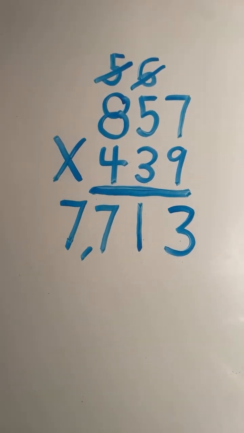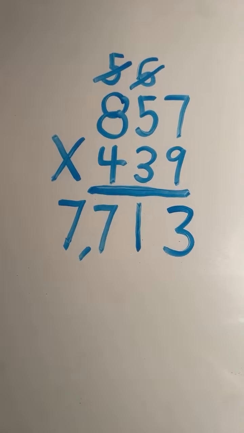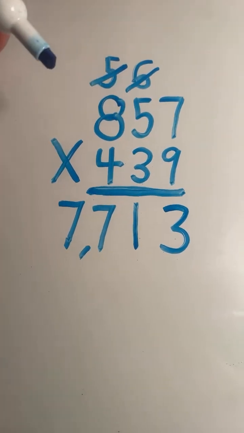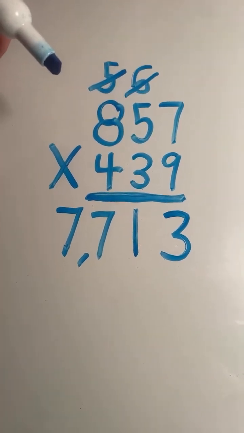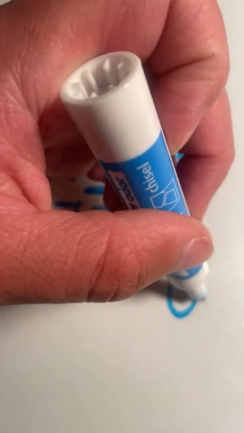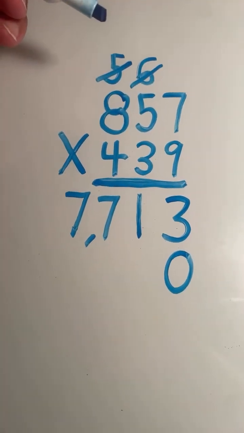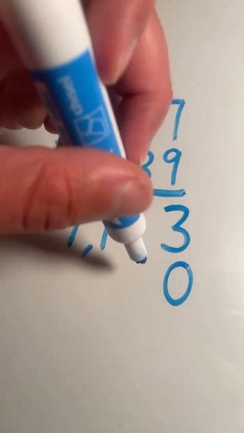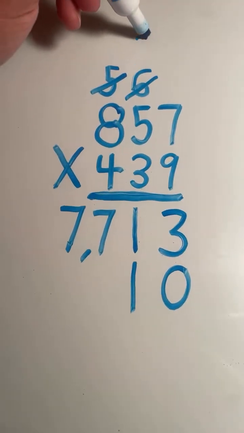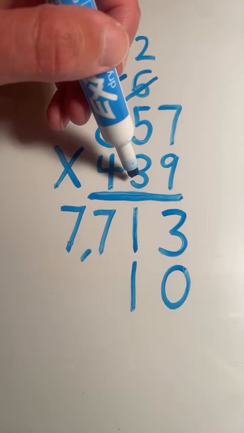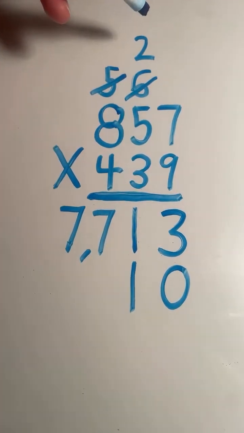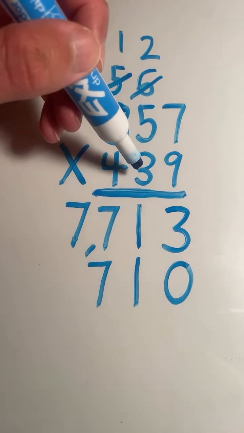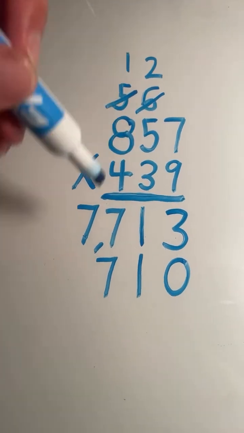So far we have multiplied 857 times 9. Next, we have to multiply the top 3 digits times the bottom digit in the tens place. Now, since both digits in the ones place have already been multiplied, we're going to put a 0 in the ones place. Seven times 3 equals 21. 1, carry the 2. 5 times 3 equals 15. Plus 2 equals 17. 7, carry the 1. 8 times 3 equals 24. Plus 1 equals 25.